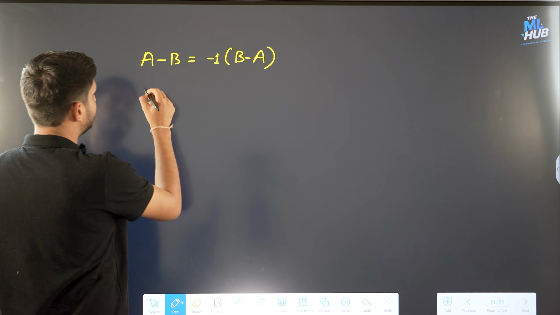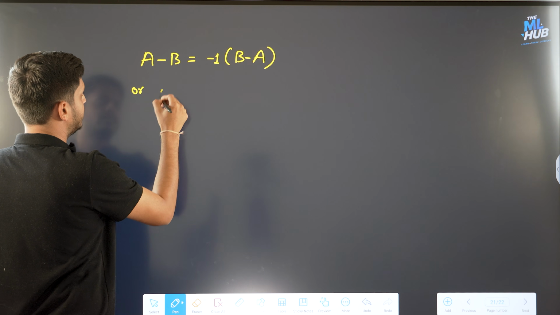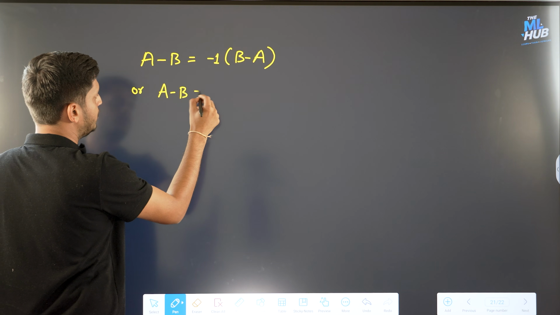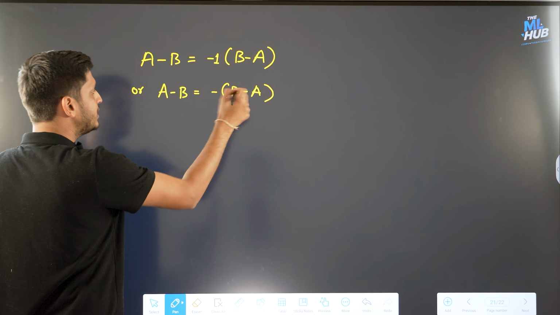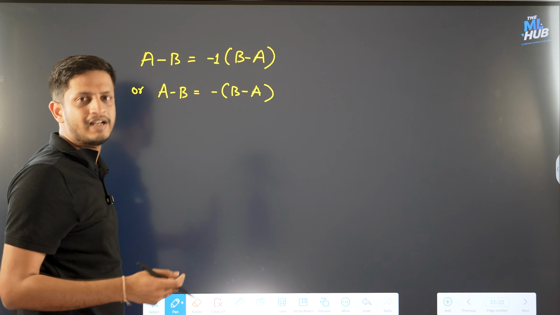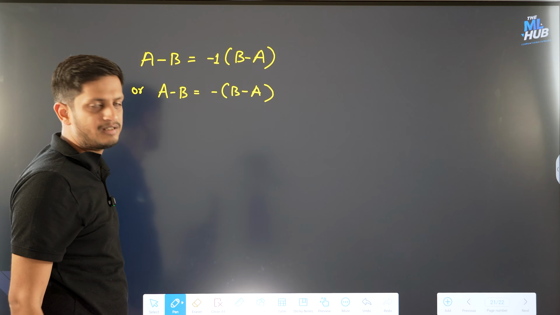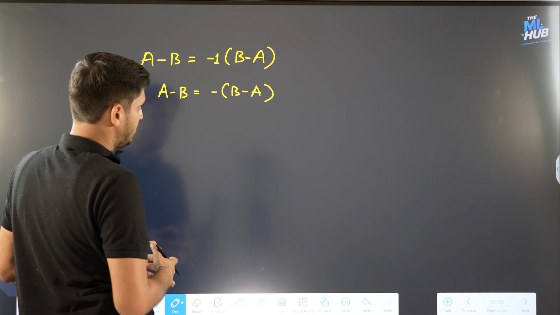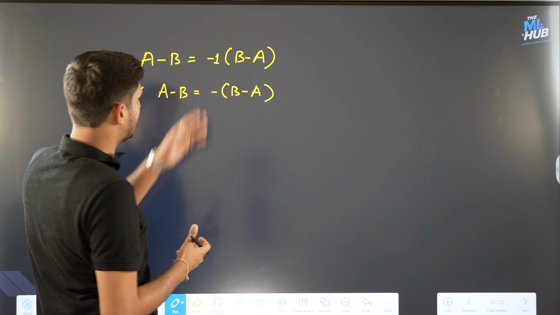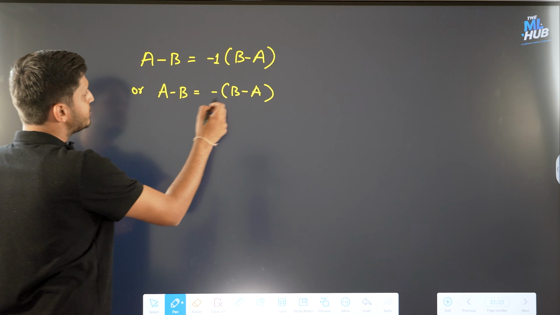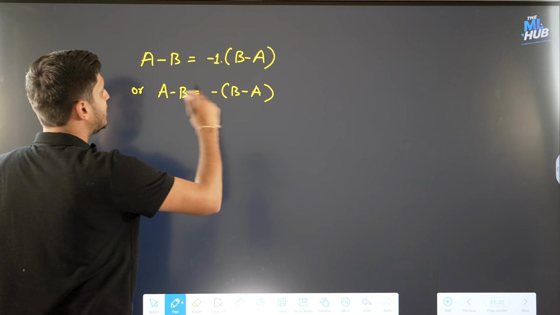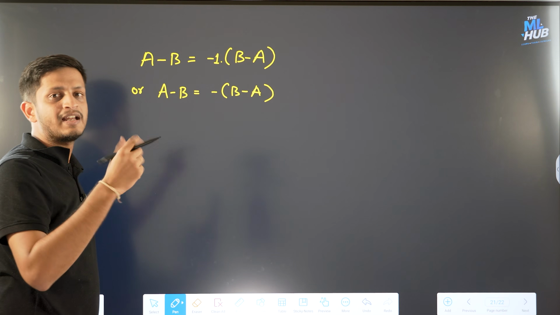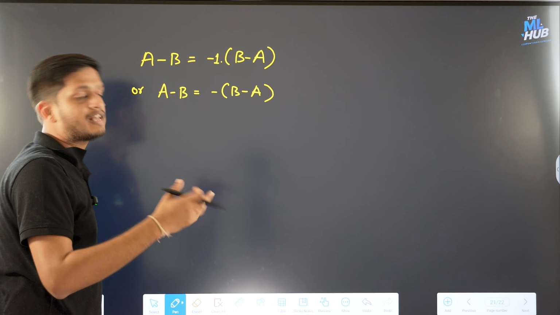Or we can also write it this way: A minus B is equal to minus of B minus A. Whenever you have minus of something, it is nothing but minus 1 into it, right? Just like our integers or numbers, the same thing happens here. They are not equal, they actually differ by a negative sign, because every number has to be multiplied by minus 1.